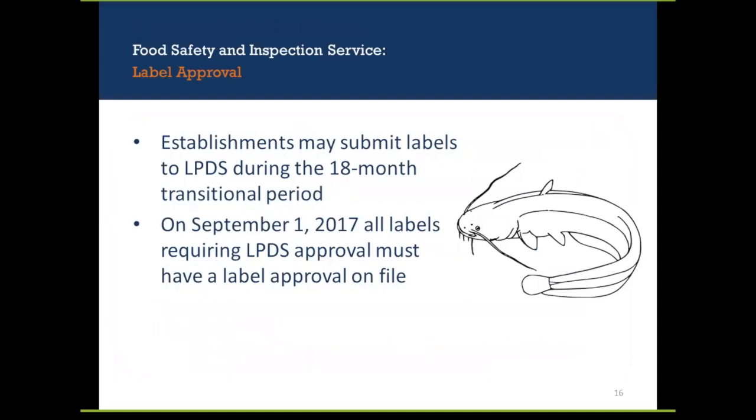By September 1, 2017, there must be an approval on file for all Siluriformes fish and fish product labels. We'll talk in a minute about what's required to be included in a labeling record, even for labels that are generically approved. But remember, those labels with special statements and claims must be submitted to the labeling and program delivery staff for approval, and you'll have to have that approval on file by September 1st, 2017. And FSIS is encouraging establishments to submit any label that requires sketch approval as soon as possible.